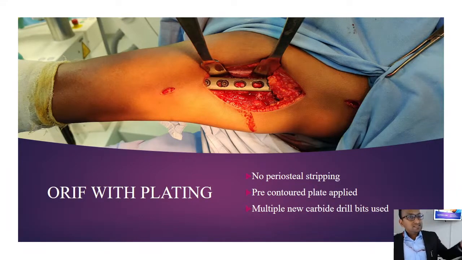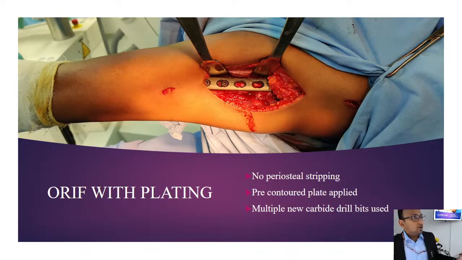We have just slid the plate onto the bone without taking off the periosteal supply. I have already discussed how pre-contouring of this plate was very important in this patient, because if the plate was not contoured, any force onto the plate going onto the bone would have fractured the bone at another place.